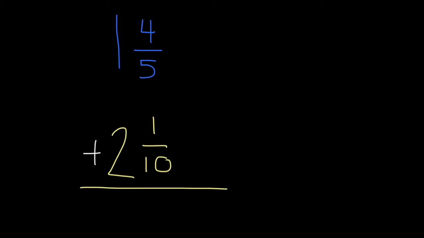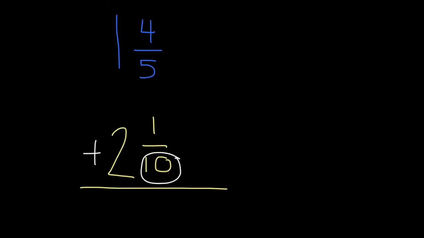I have the blue paint at 1 4/5 ounces, and then I have the yellow paint at 2 1/10 ounces, and the word in the word problem that told me I needed to add was the word mix. When I mix two things together, I'm going to add them. I know right away from my previous lessons that my fractions have unlike denominators, so I need to turn them into like denominators.